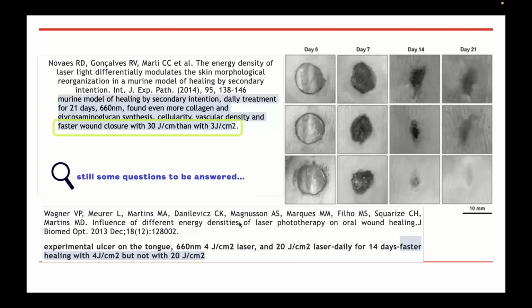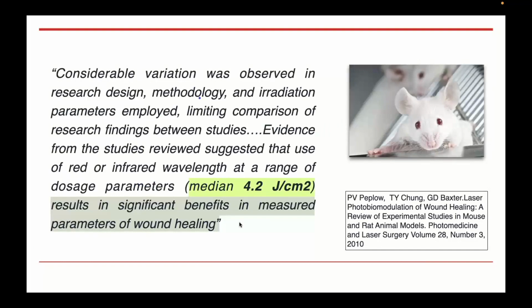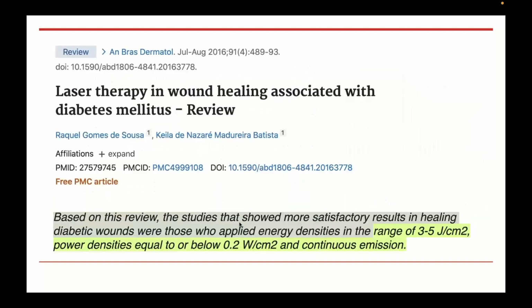There is still some debate about what is the best dose and where it becomes too much. A study in mice with experimental wounds and second intention healing found that 30 joules per square centimeter were more effective than 3. But other studies find that 20 joules per square centimeter is already too much for superficial wounds. This review we mentioned before that included 47 studies with mice and rats reported the median dose in those studies was 4.2 joules per square centimeter.